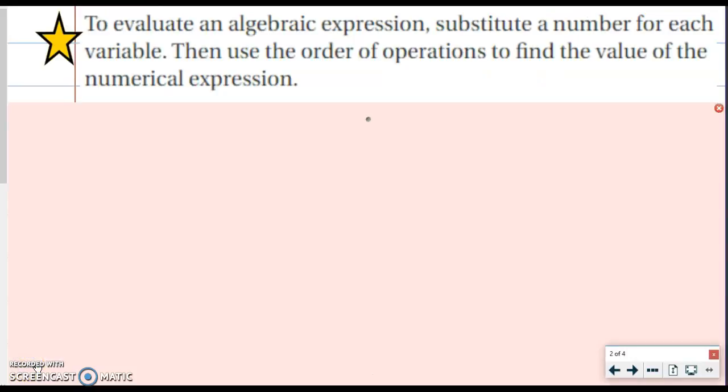Okay, so we are going to talk about evaluating algebraic expressions. To evaluate an algebraic expression, substitute a number for each variable. Then use the order of operations to find the value of the numerical expression. Go ahead and pause the video to make sure that you have this in your notes if you need it.